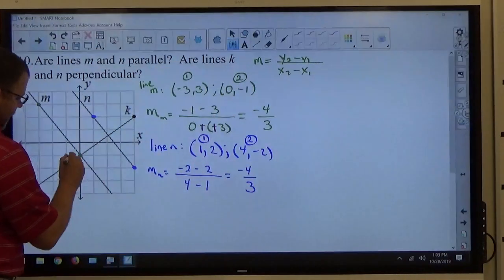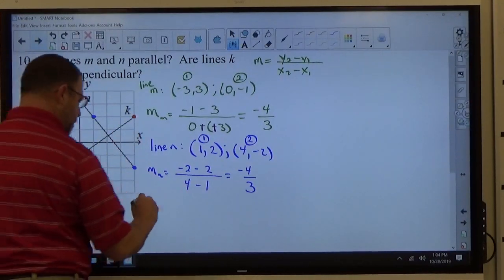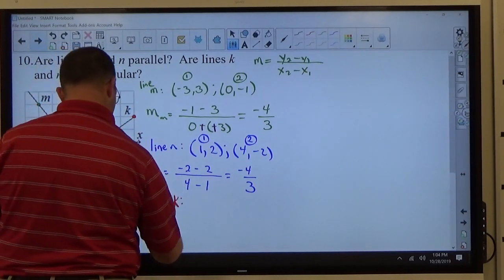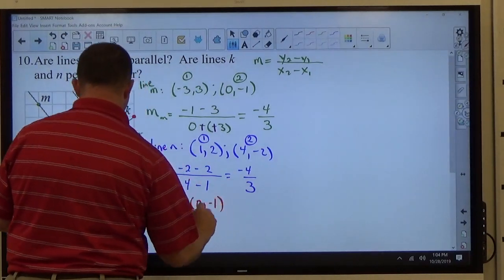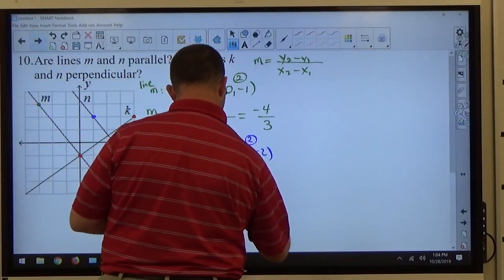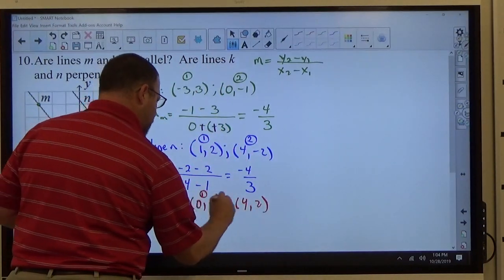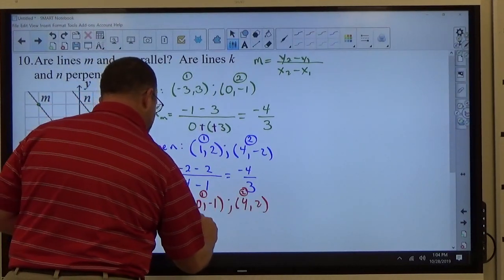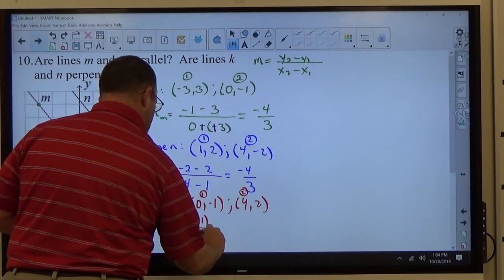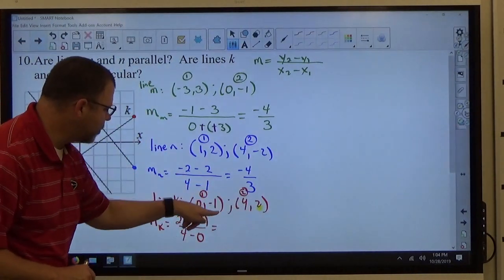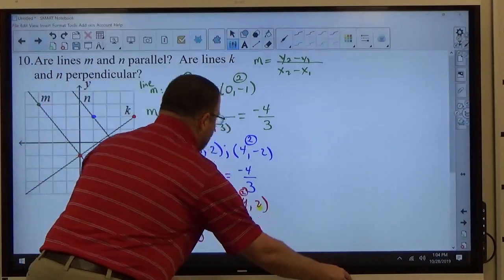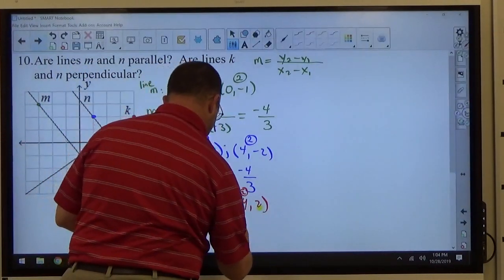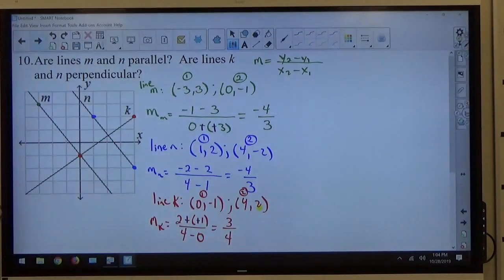And finally, if you look at line K, this point's on line K, this point's on line K. So I got 0, negative 1, and 4, comma 2. I'm going to call this point 1, call this point 2. So the slope of line K is y2 minus y1 over x2 minus x1. Once again, always subtraction, y minus y, x minus x. Just like the very first one, I got minus minus, which is plus plus. On top, 2 plus 1 is 3, 4 minus 0 is 4, so 3/4 is the slope of K.